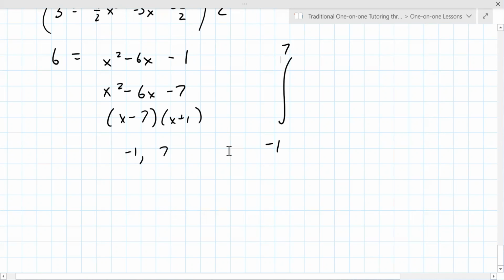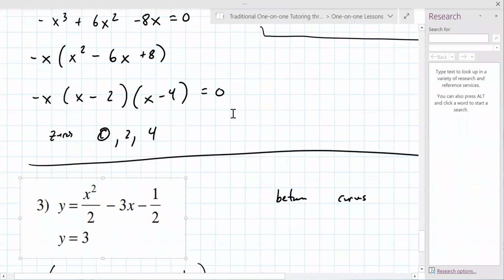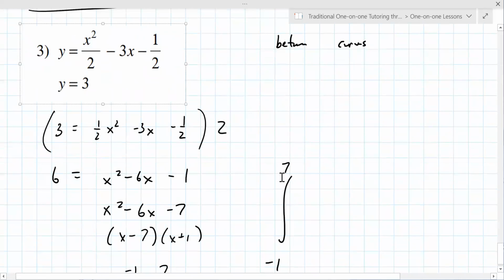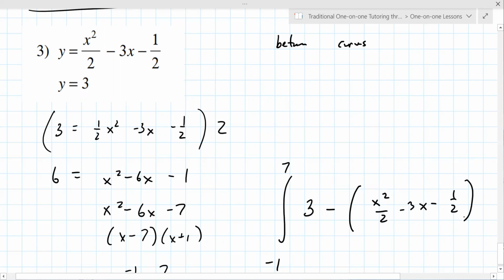And now you just have to figure out what's on top and what's on the bottom. To do that, I go back to the original equations. You pick a number between minus 1 and 7, maybe 0. So that's 0 over 2, so that's minus 1/2. How does minus 1/2 compare to 3? Smaller. So 3 is on top, so it's 3 minus the other curve there.